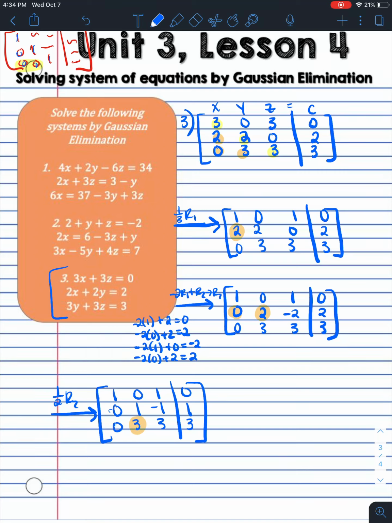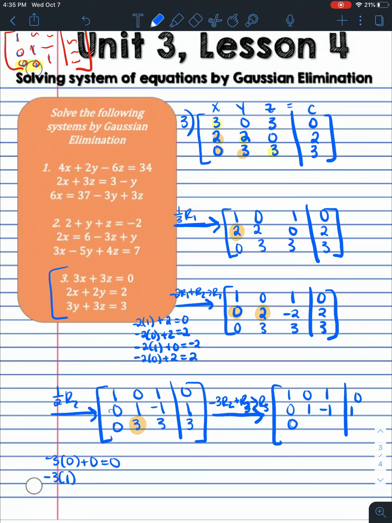Okay, next thing I want to do is I need a 0 here. So I am going to do -3 of row 2 plus row 3 into row 3. So 1, 0, 1, 0. 0, 1, -1, 1. I'm not changing the first 2 rows. Then I'm going to do -3 times the first position of row 2 plus the first position of row 3, which is going to give me a 0 here.